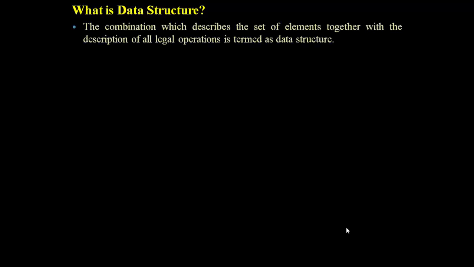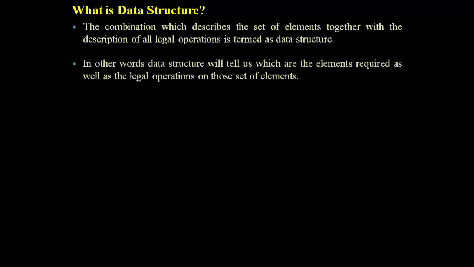Now the very important thing to understand here is what is data structure. The simple definition of data structure says that a combination which describes the set of elements together with the description of all the legal operations is termed a data structure. In other words, data structure will tell us which elements are required as well as the legal operations on those sets of elements. If we have a list of elements, then on that list, which kind of operations we can perform, the combination of this list of elements and all these operations is simply known as data structure.